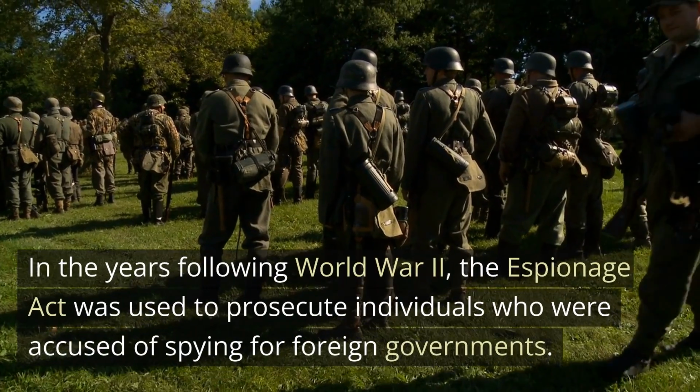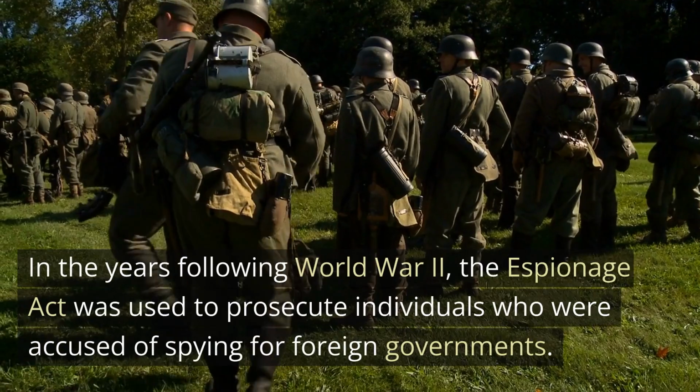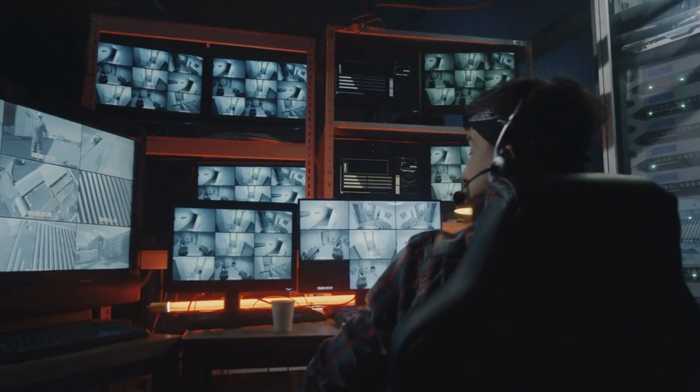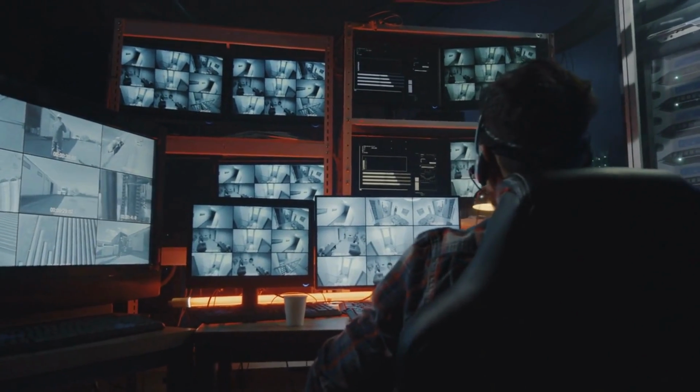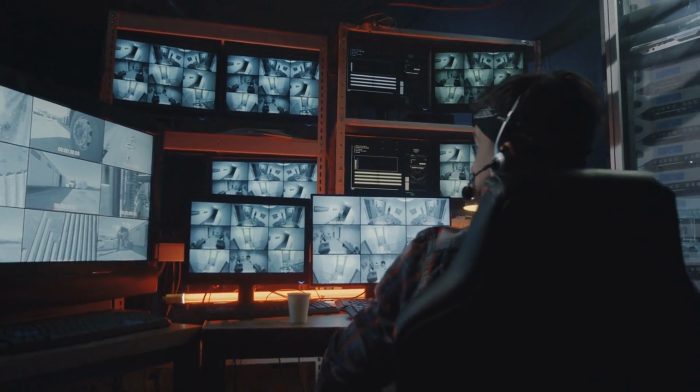In the years following World War II, the Espionage Act was used to prosecute individuals who were accused of spying for foreign governments. More recently, the law has been used to prosecute individuals who have leaked classified information, such as Chelsea Manning and Edward Snowden.